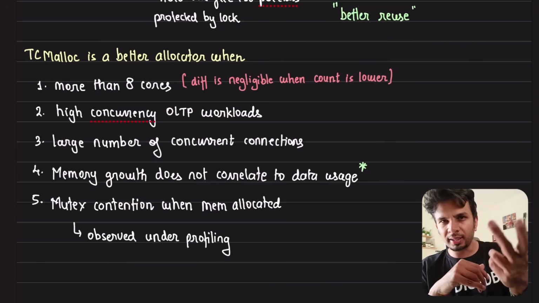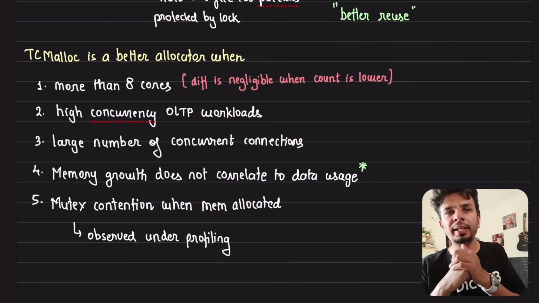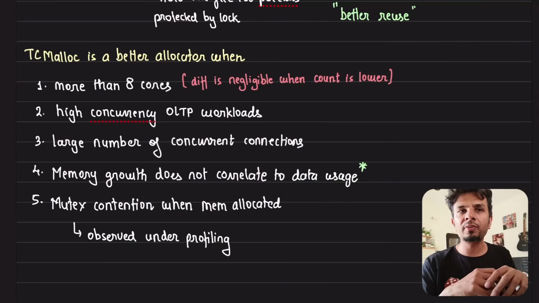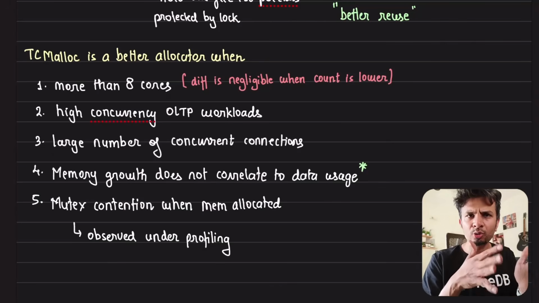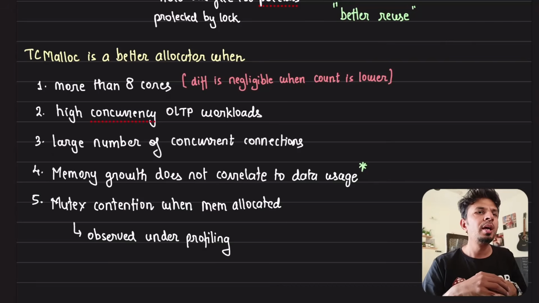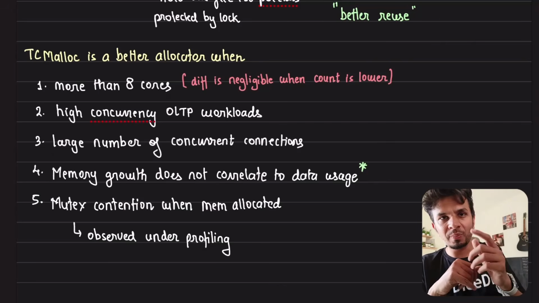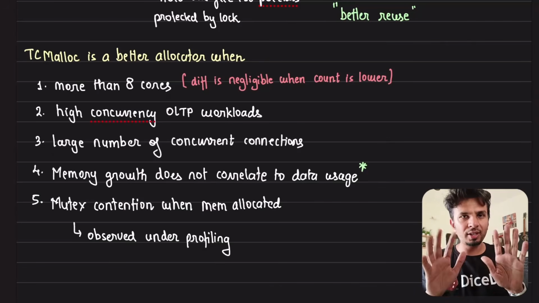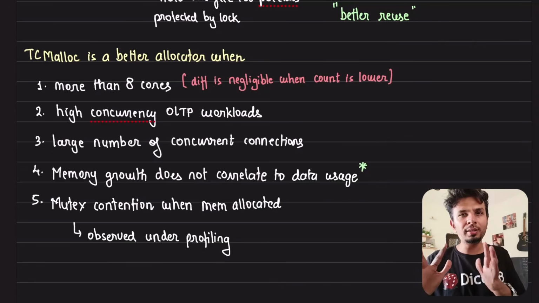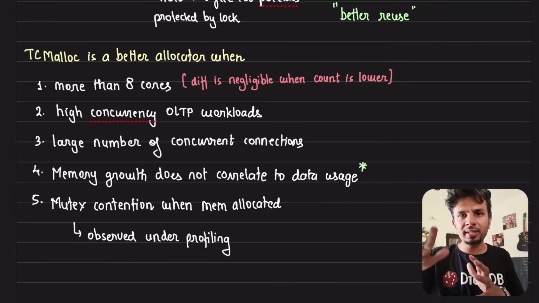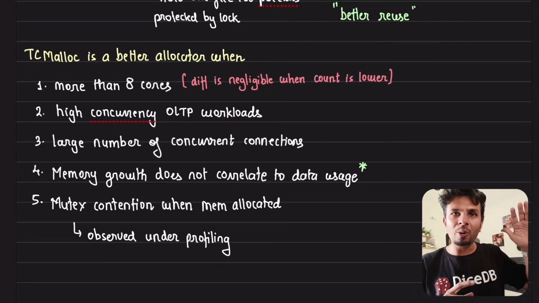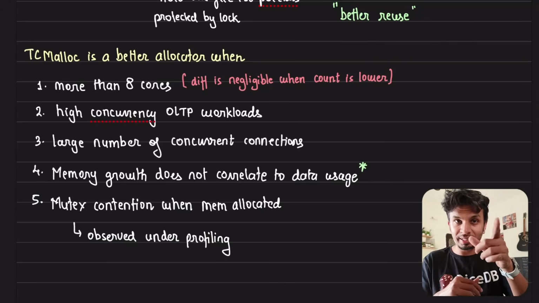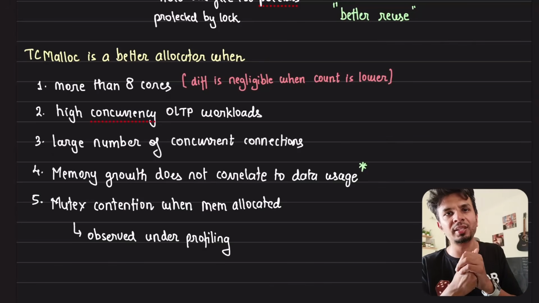Second is when you have high concurrency OLTP workloads, which is what we'll take a look at in a very practical example after this. Third is when you have a large number of concurrent connections. Again, they are trying to do operations, allocations, deallocations. Fourth, your memory growth, this is the most important one. Your memory growth does not correlate with your data usage. For example, your total data that your database is using is, let's say, 70 GB, but your operating system says, hey, it's consuming 95 GB. Where is this delta coming from? This is an indication that there is fragmentation happening.